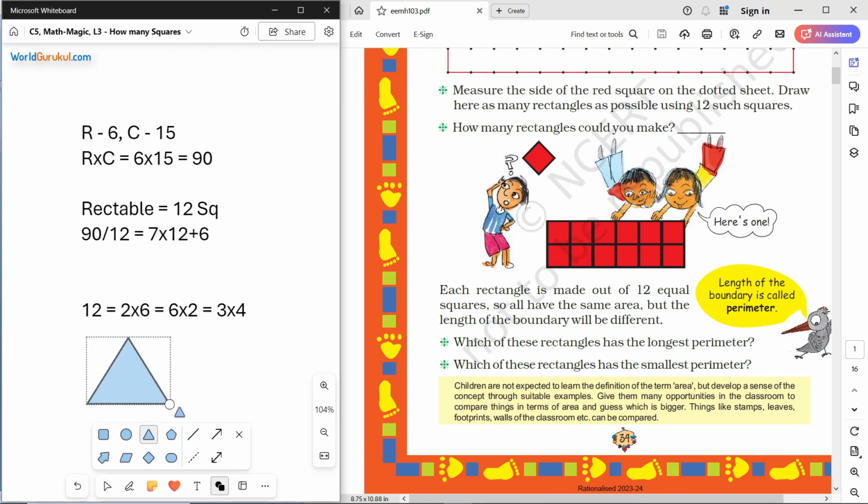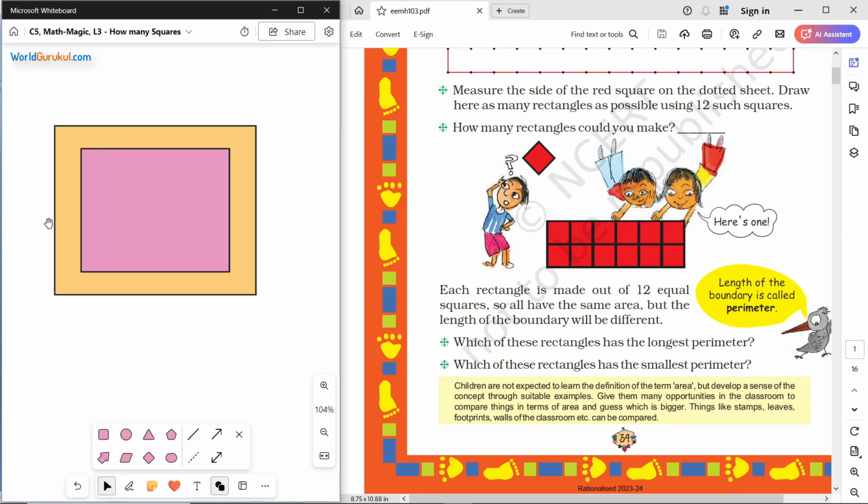Now, do you know what is perimeter? You take a triangle. If this is side 1, side 2, side 3, the length of side 1 plus side 2 plus side 3 equals the perimeter. If each side has 10 centimeters, then the perimeter is going to be 10 plus 10 plus 10, that is 30 centimeters. Okay?